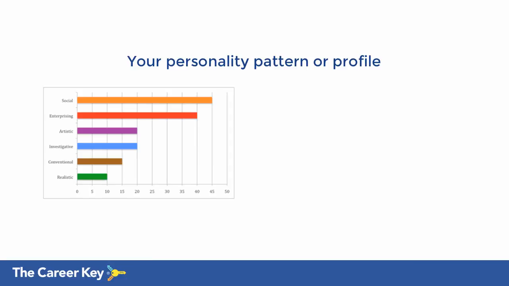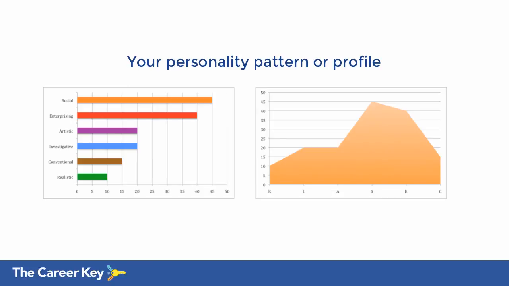So what is your personality pattern or personality profile? It is simply how closely you resemble each of the 6 types. It might look something like this, with social being the strongest, enterprising next strongest, and so on. You could graph it also, so it would look like this. It's your resemblance to all 6 personality types that make up your personality profile.